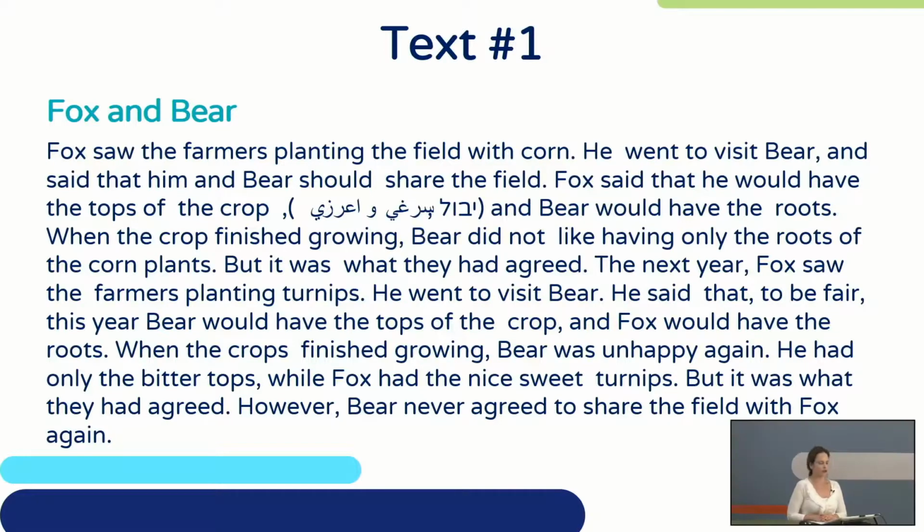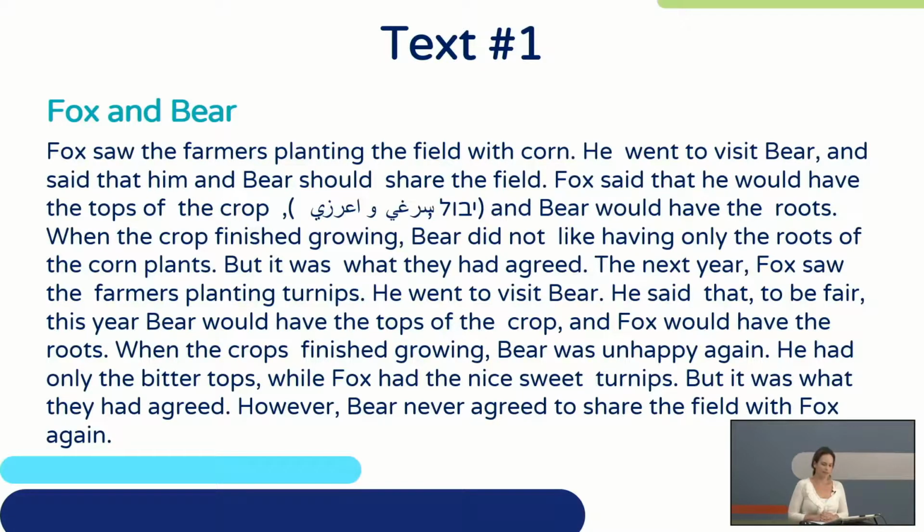Text number 1. It's called Fox and Bear. Fox saw the farmers planting the field with corn. He went to visit Bear and said that he and Bear should share the field. Fox said that he would have the tops of the crop, and Bear would have the roots. When the crops finished growing, Bear did not like having only the roots of the corn plants, but it was what they had agreed. The next year, Fox saw the farmers planting turnips.